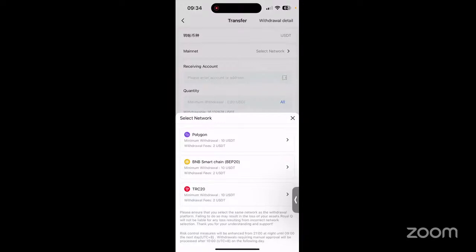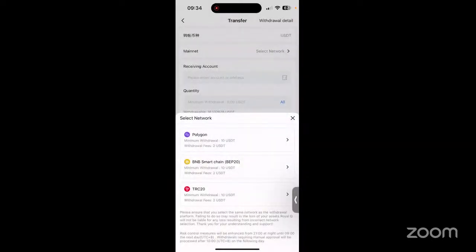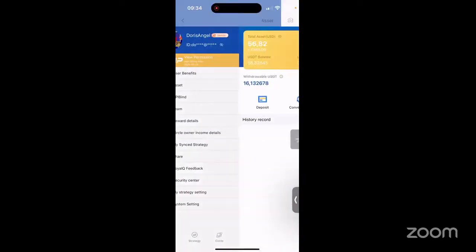Transfer. If you want to do internal transfer, meaning Royalq to Royalq, you use this button. Simple as that. Okay. Yeah, we are done with assets.